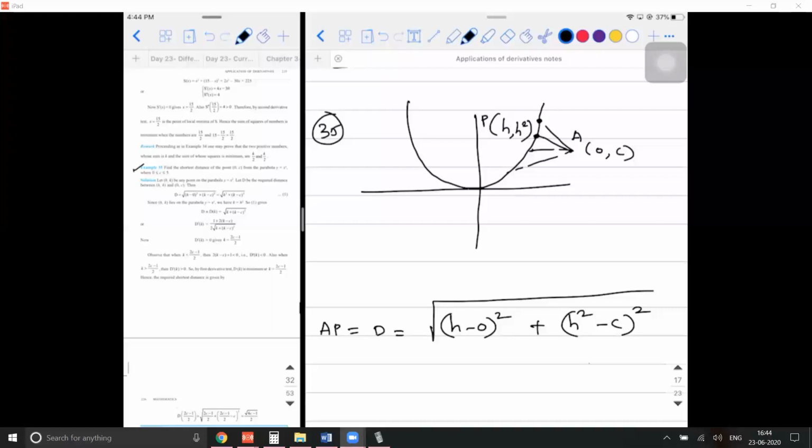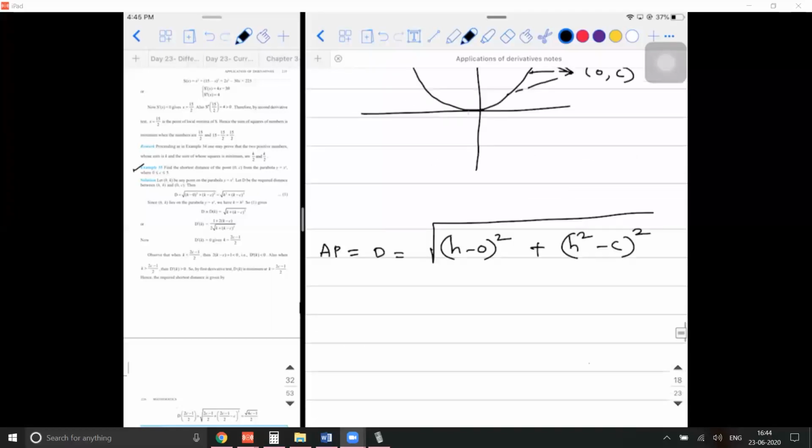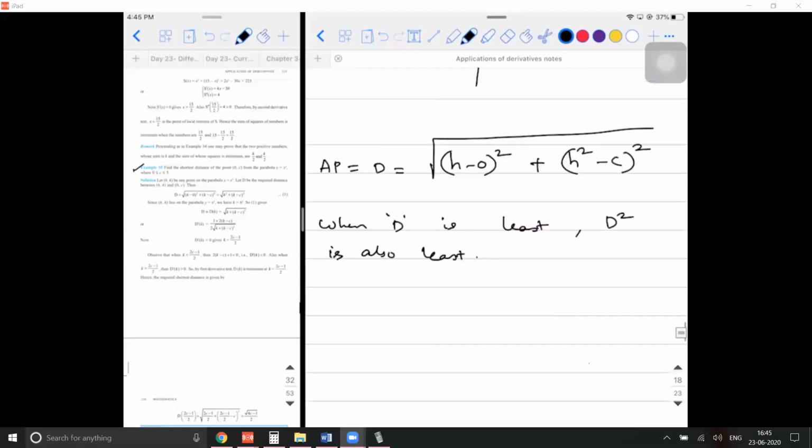I hope it's clear. See, one important point is when distance is least. Why I am writing this is because I have a square root. Handling a square root is difficult. When distance is least, distance square is also least. So what is the value of distance square? So distance square, I will treat it as f of h. So that will give me the answer as h square plus h square minus c the whole square.